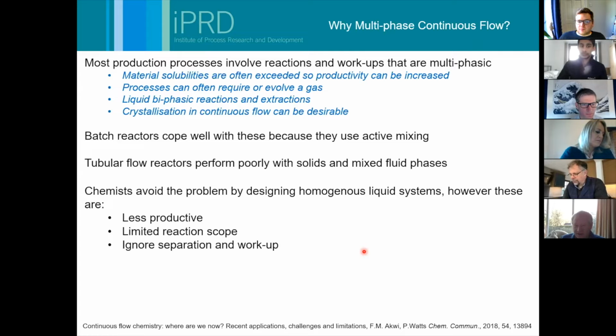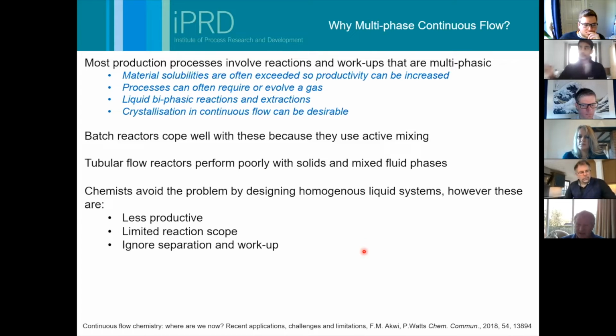And when we try to do reactions in tubular reactors, as people know, they perform very poorly with solids, and gases and liquids are even problematic as well, though there are ways around some of those. And what chemists tend to do is circumvent or avoid the problem by designing homogeneous liquid systems. So they dilute things down until everything's soluble, and then they can flow it through a tube.